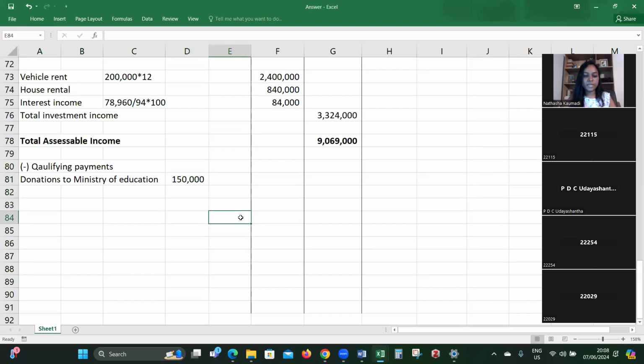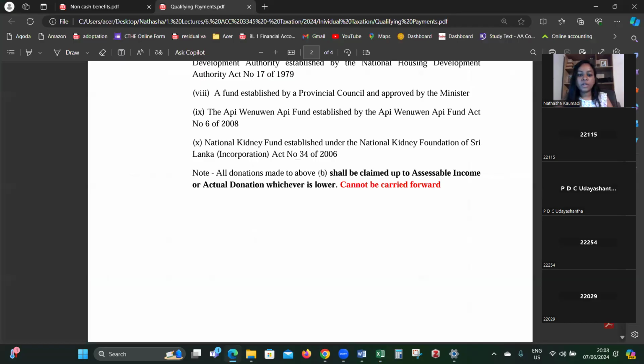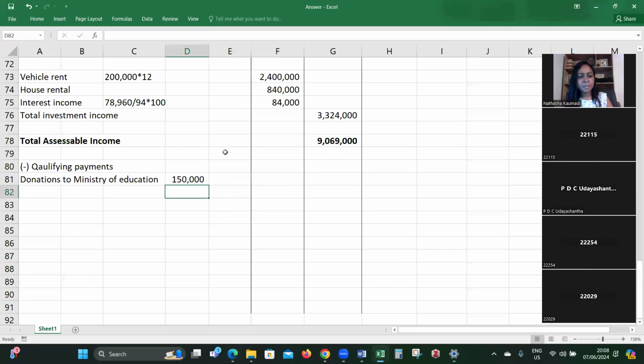Right. Now, what is the condition? Donations shall be claimed up to assessable income or actual donations, whichever is lower. Assessable income means this amount, 9 million something. What is the actual amount? 150,000. What is the lower value? Whichever is lower means the lowest value is the actual donation, 150,000. You can claim it, 150,000.